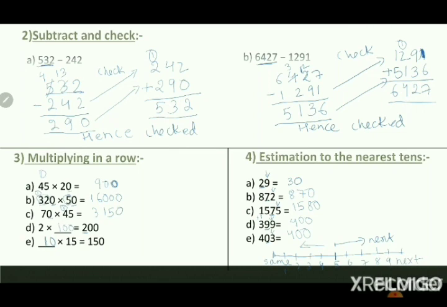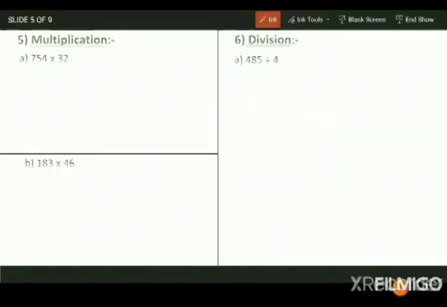I hope, children, estimation is clear to you. Let's start question number 5.